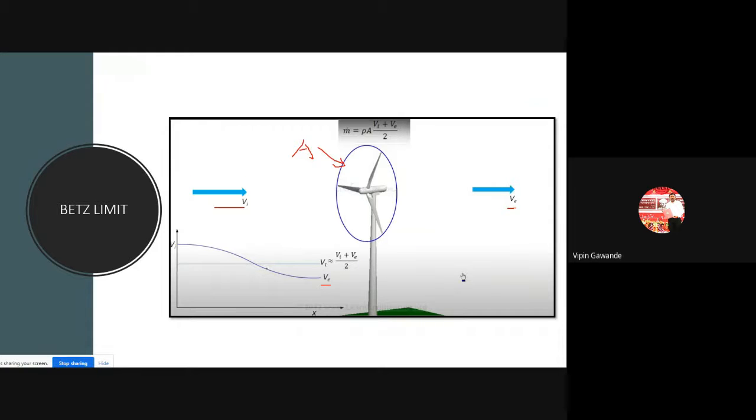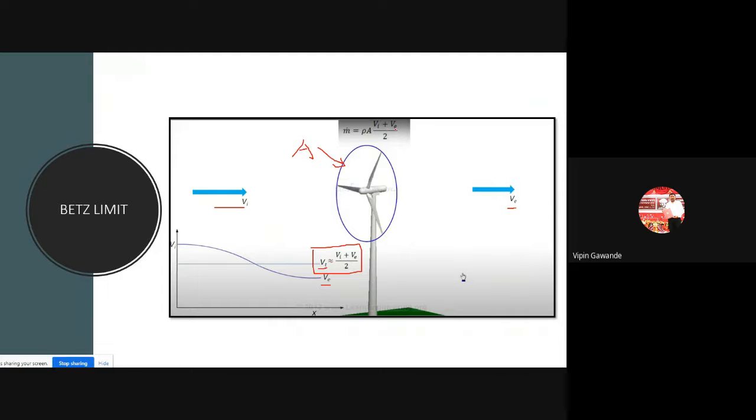At the rotor, the velocity of the turbine, Vt, is equal to the average of Vi plus Ve, divided by 2. So we get here the average velocity at the rotor, at the turbine: Vt equals (Vi plus Ve) by 2. Here the mass flow rate now becomes rho A V, where V means Vt.